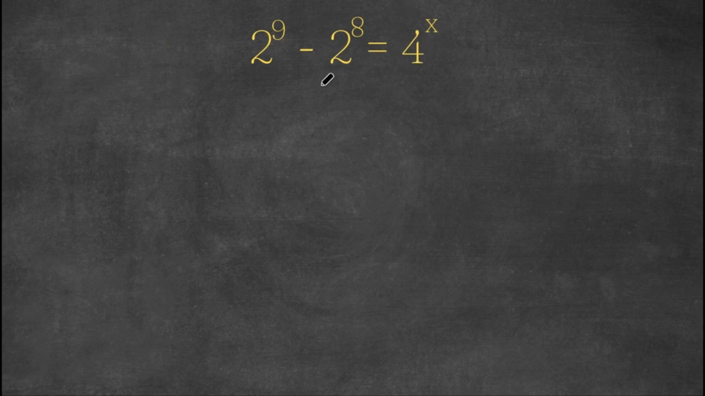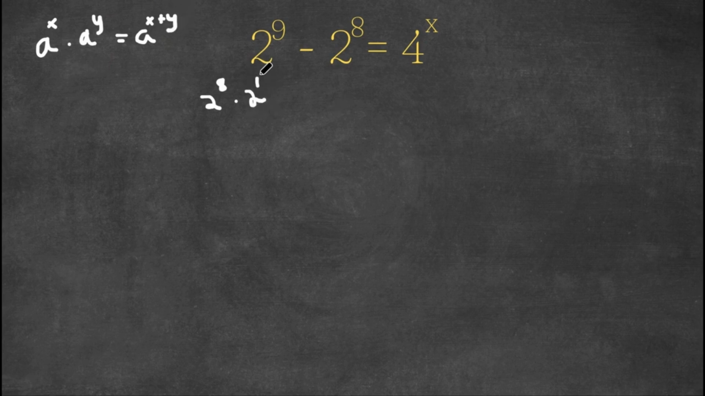Now what I'm first going to do is rewrite 2 to the power of 9 as 2 to the power of 8 times 2 to the power of 1. Because remember, if we have a to the power of x times a to the power of y, this is equal to a to the power of x plus y. And I'm still subtracting 2 to the power of 8. And this is equal to 4 to the power of x.